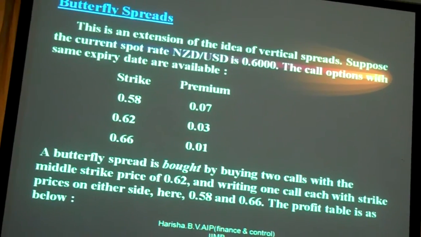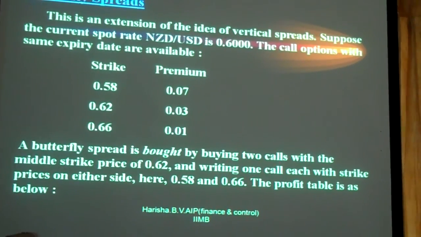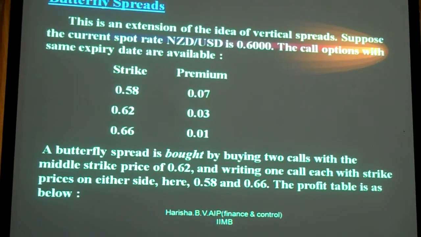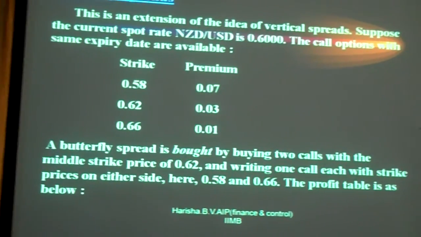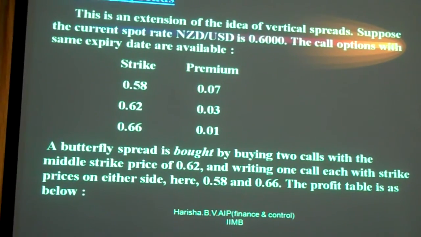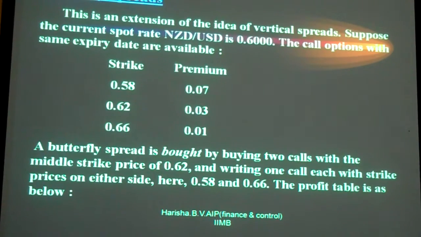What can we do? So this is an extension of the idea of vertical spreads. We already learned that options reduce the risk by restricting the loss to the premium paid. The loss cannot exceed the premium. Now we want to further reduce the loss, go one step ahead. If at all my maximum loss happens, it should be much lesser than the premium. What we can do is buy and sell. That is how you can reduce the loss.